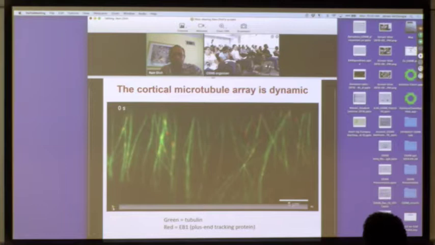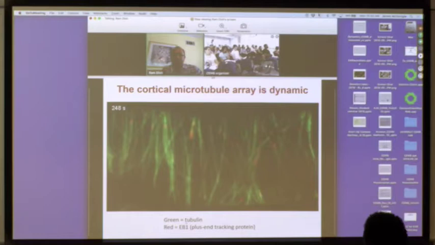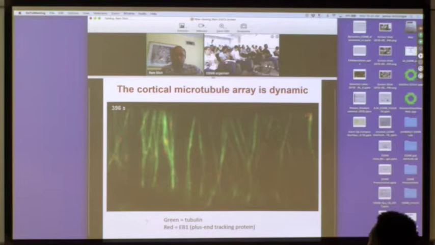When I play the movie, you'll see that the microtubules are very dynamic. They're growing and shrinking, and you can see that they're not all oriented in this circumferential direction. You have microtubules that are also oriented in other directions. So this template that is dictating or guiding the orientation of cellulose and other cell wall material is a dynamic template. This confers responsiveness to the cell, right? So the cell can alter this template depending on its needs, and thus control the cell wall anisotropy, and therefore alter the growth axis of the cell.